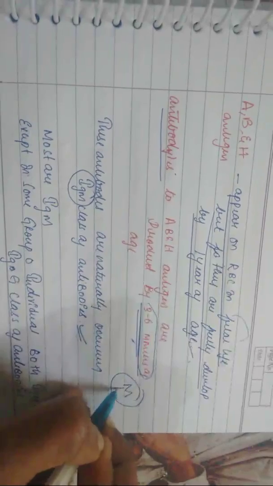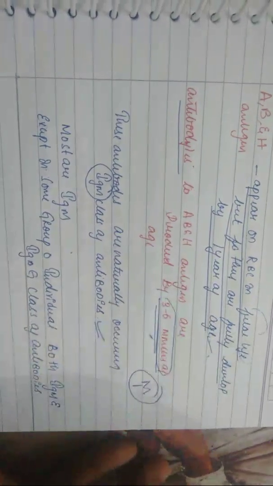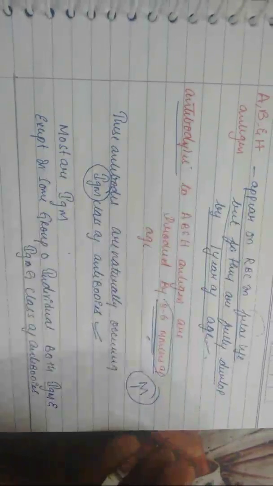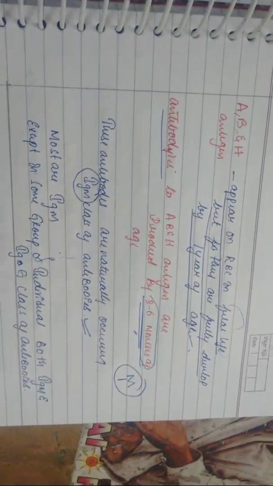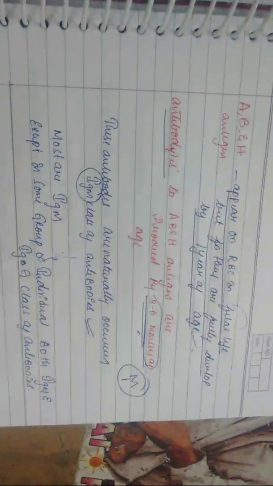These antibodies are naturally occurring IgM class of antibodies. Most are IgM, except in some group of individuals, where both IgM and IgG classes of antibodies are present. So that is all regarding the H antigen and the Bombay blood group.